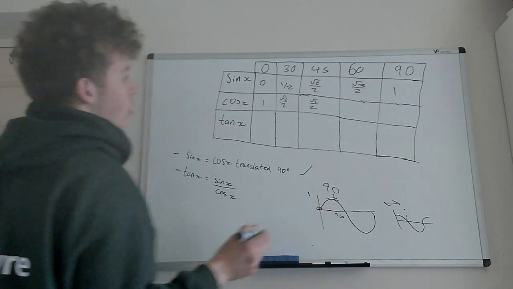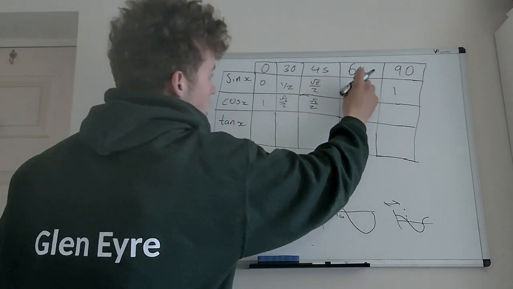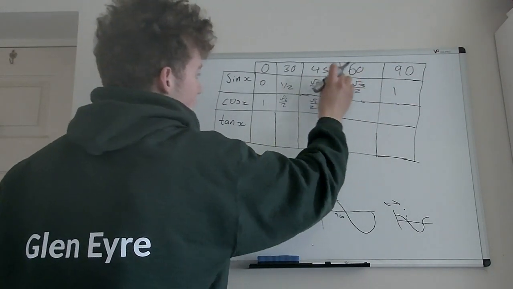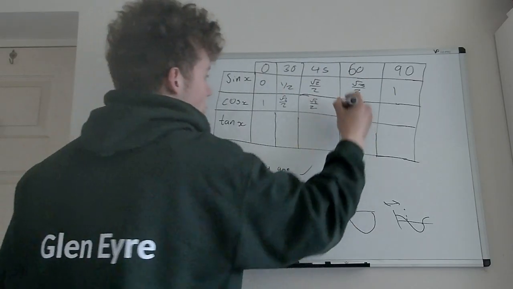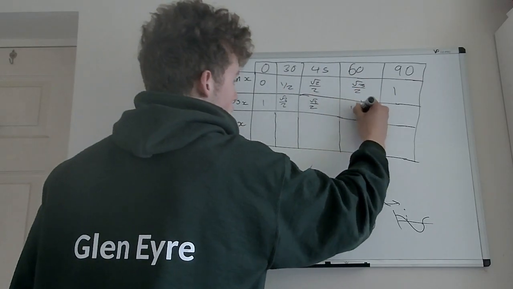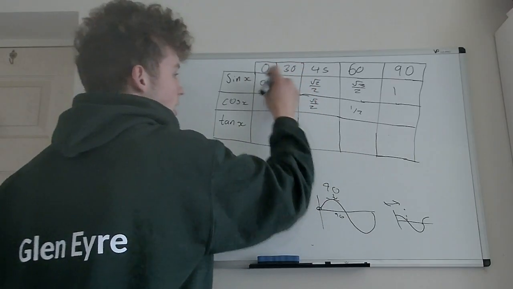So translate function. And then sine, we're going to go back along. We've done that one, so we're going to keep going back. And then cos 60 is 1/2. And then we're going to go back even more. Cos 90 is 0.